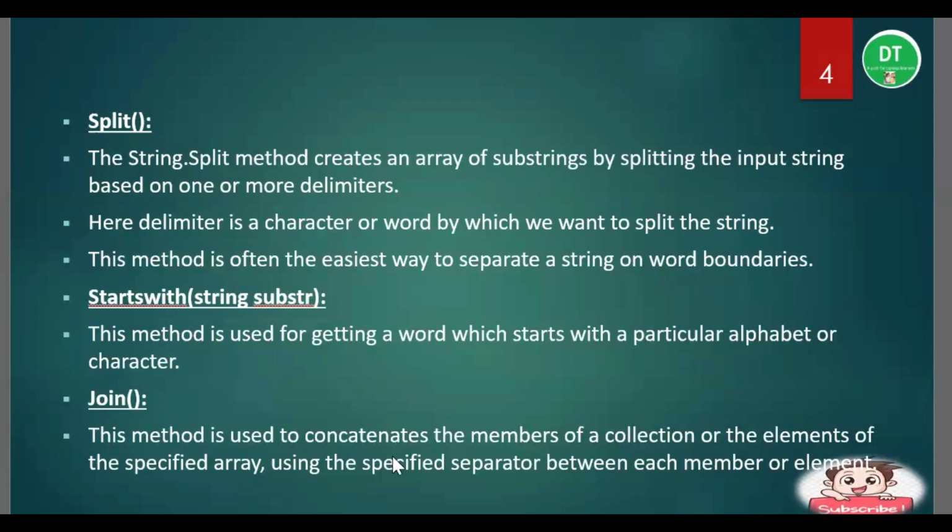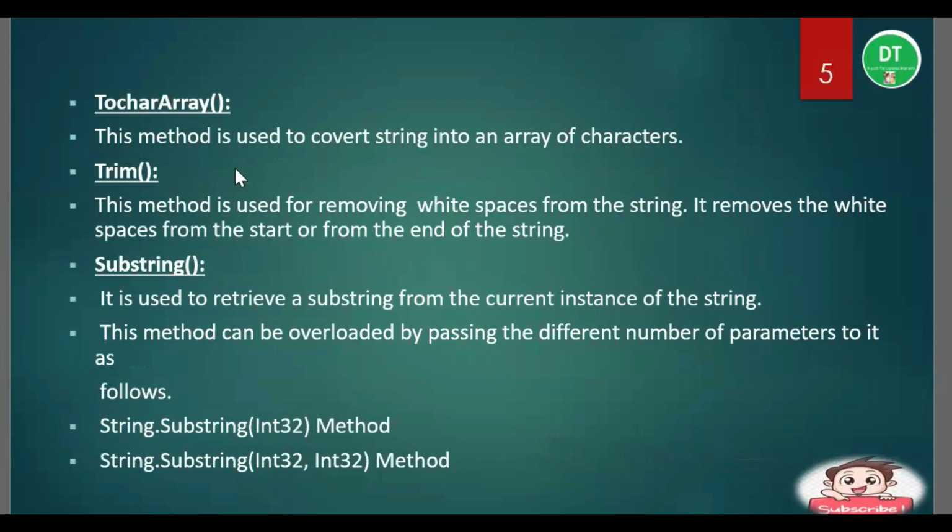Join. This method is used to concatenate the members of a collection or elements of the specified array using the specified separator between each member or element. ToCharArray. As the name indicates, this method is used to convert a string into an array of characters. Trim. This method is used for removing white spaces from the string. It removes the white space from the start or from the end of the string.